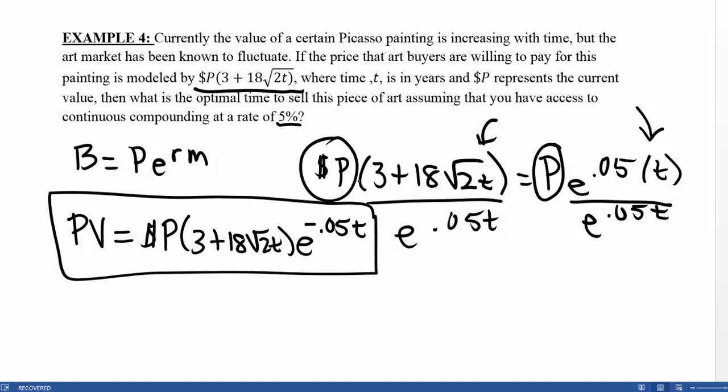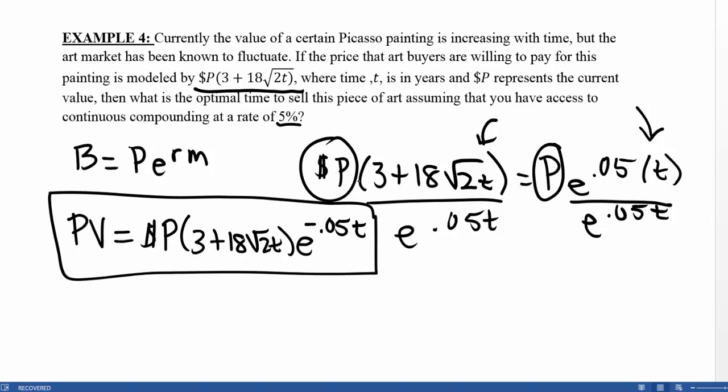Here we want to optimize the selling time. And if we want to optimize it, that means we want to find the maximum value. So how do we find the maximum of a function? In order to find the maximum of a function, we need to find the critical points. So this problem's taking a turn in a different direction than we've looked at before. Now that we have a way to write the present value, which is the future value times e to the negative rt, we can optimize this by finding the first derivative and seeing where it equals 0.